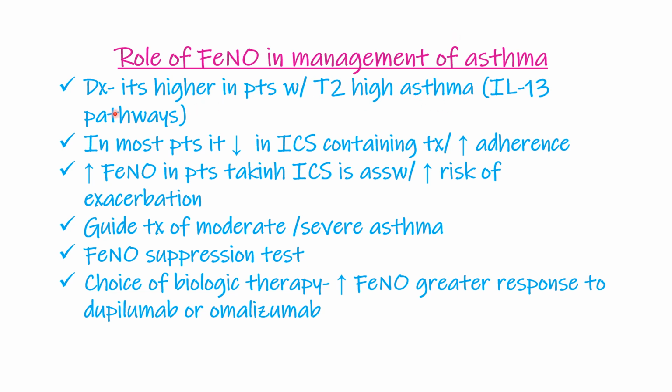So it is used in the diagnosis in patients. When it is higher, it is used in diagnosis, as I've said, with type 2 inflammation, that is type 2 high asthma. This is because of the interleukin 13 and interleukin 4 pathway. In most patients, it is decreased in ICS containing treatment. This is due to increased adherence. Increased FENO in patients taking ICS is associated with increased exacerbation.